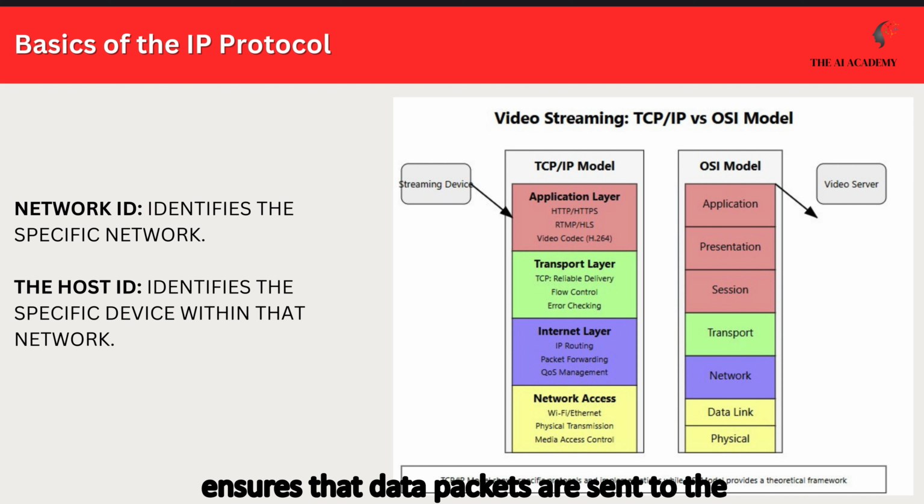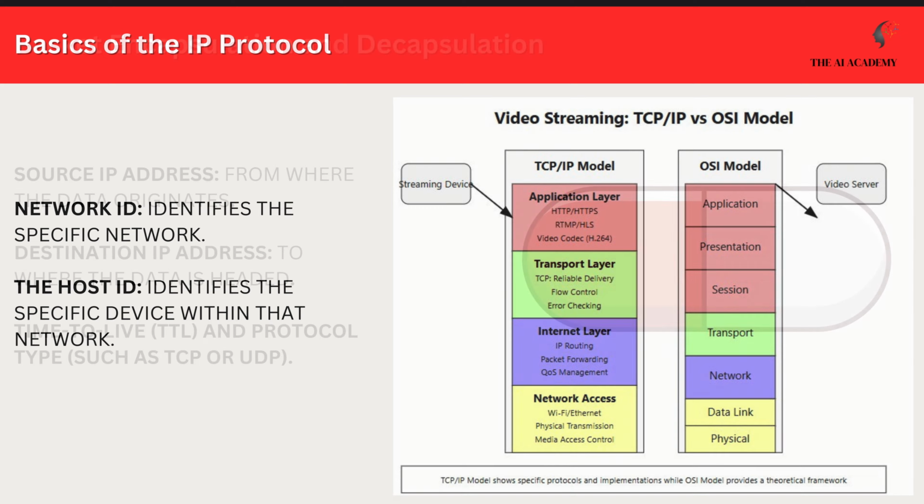The Internet layer ensures that data packets are sent to the correct destination by determining the best route, and then passing packets through intermediate devices such as routers. This is accomplished using routing tables, which contain rules for forwarding packets based on their destination IP addresses. We will discuss IP addressing and routing in detail in an upcoming lecture from the ethical hacking perspective.